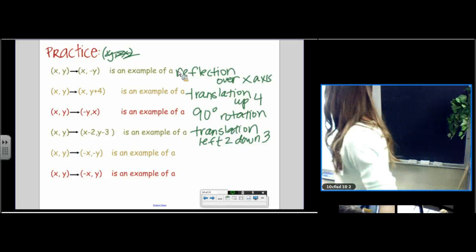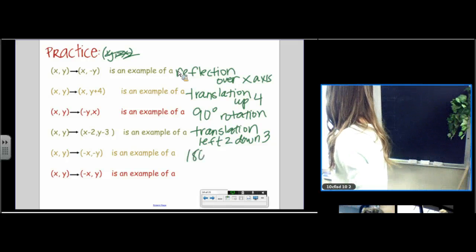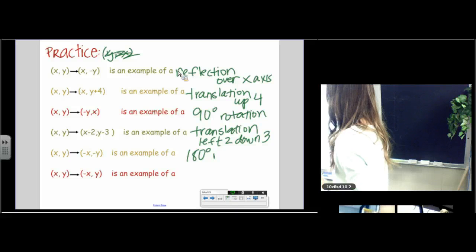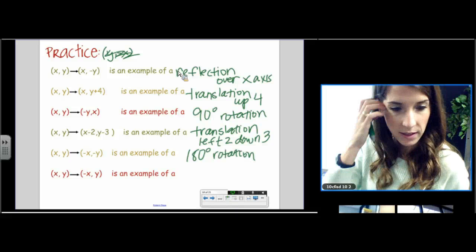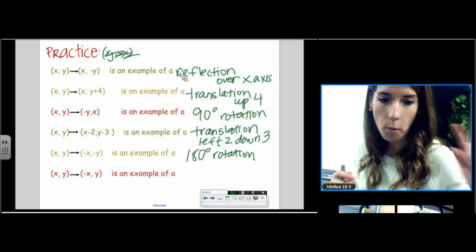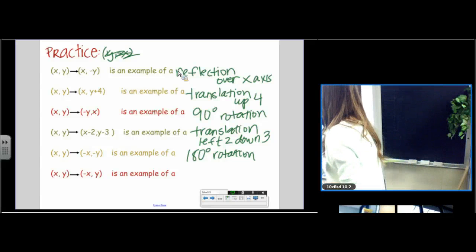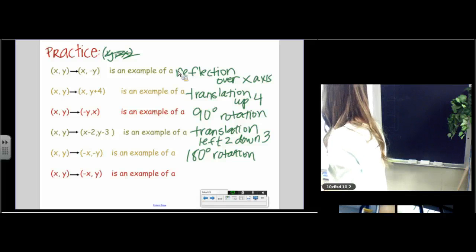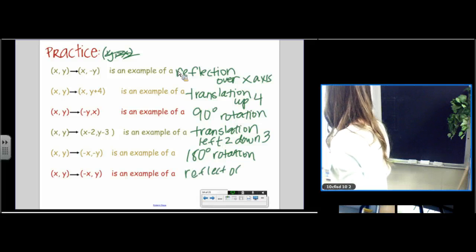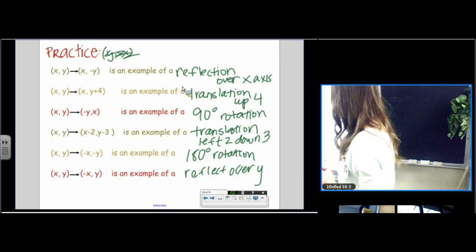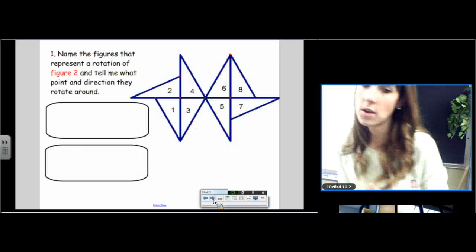Very good, Eric. This one is a 180-degree rotation. And Relina, reflection over the y-axis because we changed the x. Very good. Oops, O-V-E-R, pretend that's a V, Y. Very good. Okay, so go home and study those rules.